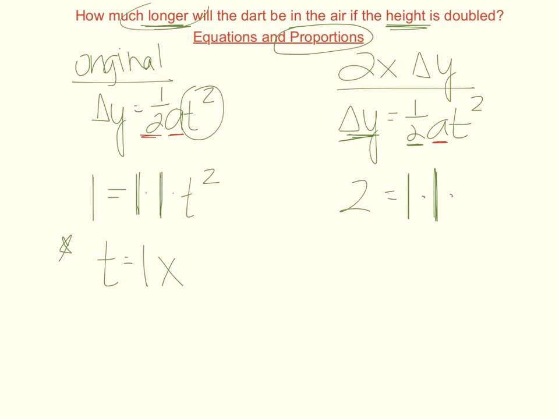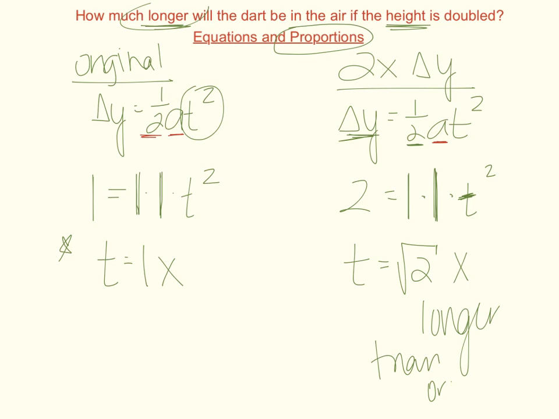And then we're trying to figure out how does the time change. So whatever variable they're asking about, you leave in variable form. So now I can solve for this, and I'm going to find that time for the second one is √2. And what that means is time is √2 times longer than the original. And so just the same answer we got from the first way of solving it, using proportions and equations, we can see that when the height is doubled, you get √2 times longer in the air.